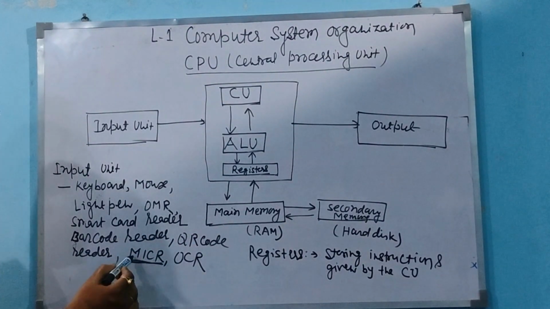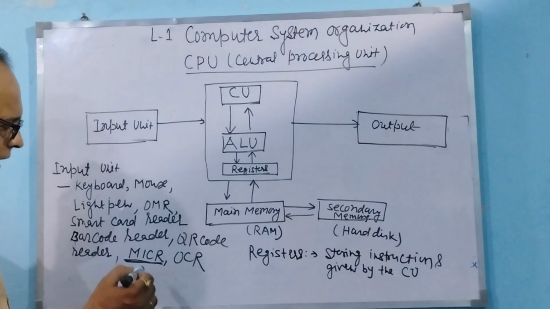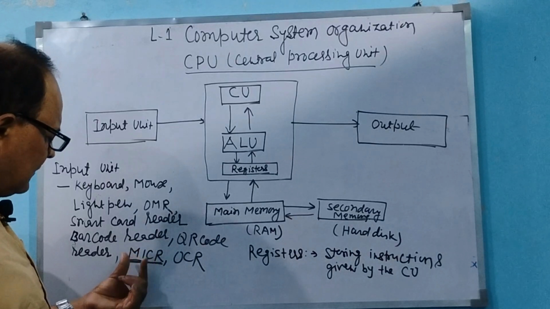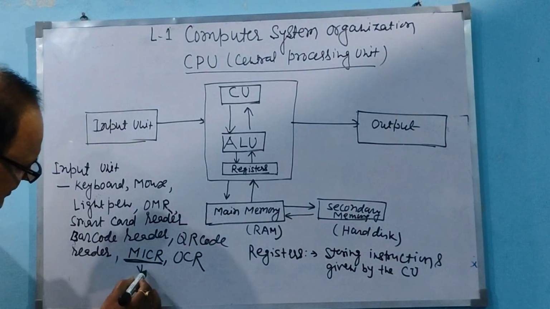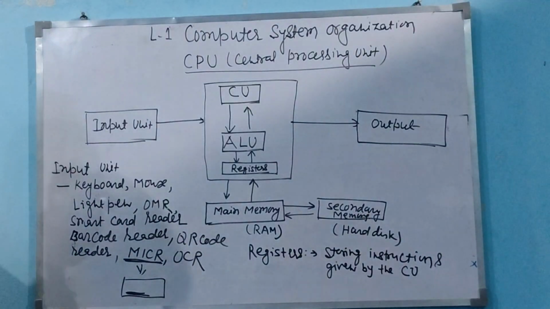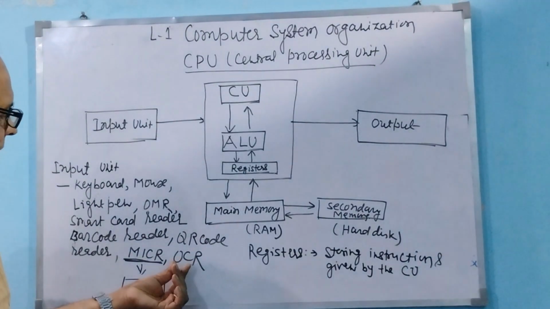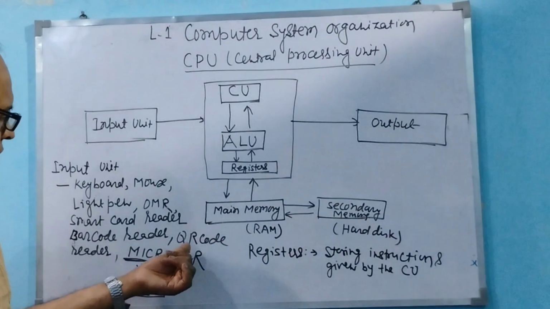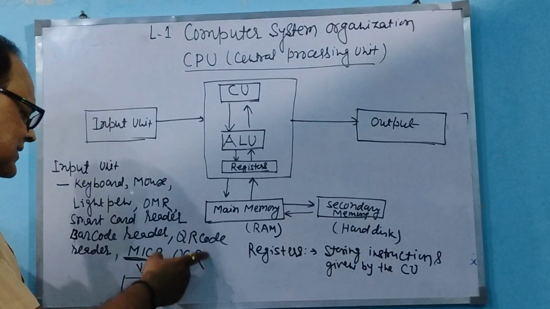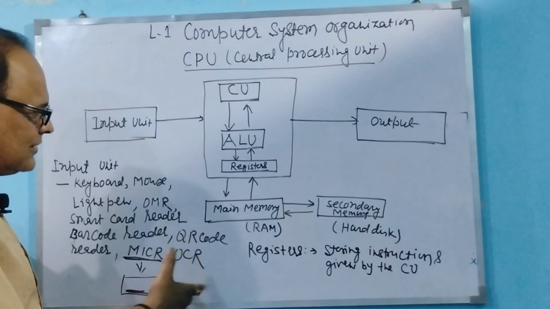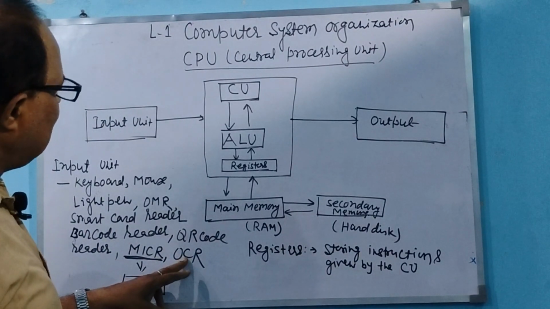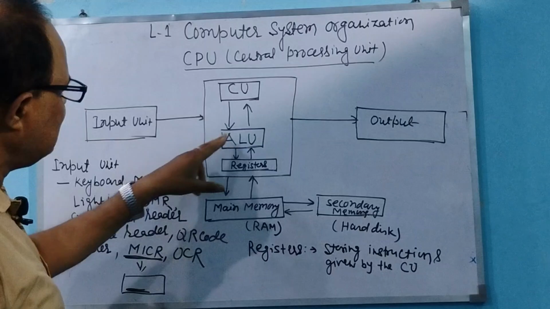MICR stands for magnetic ink character reader. MICR, magnetic ink character reader. Clear? MICR you have generally seen in a checkbook. In a checkbook it is written in terms of MICR. OCR stands for optical character reader. Suppose you have created a PDF, then a scanner scans it using OCR, optical character reader, to read its contents.